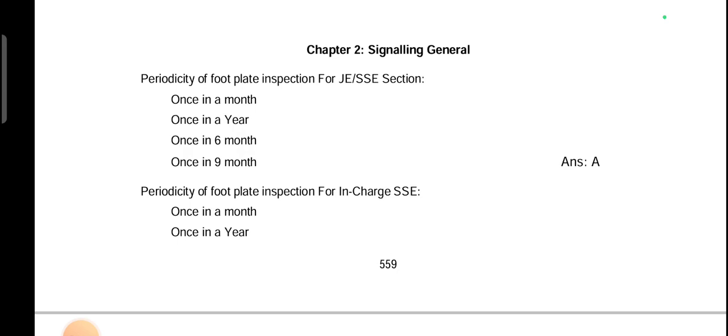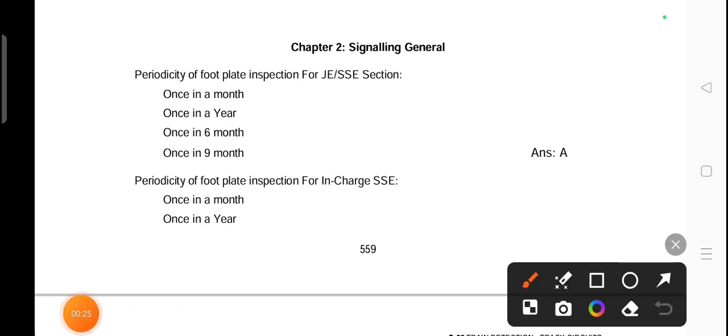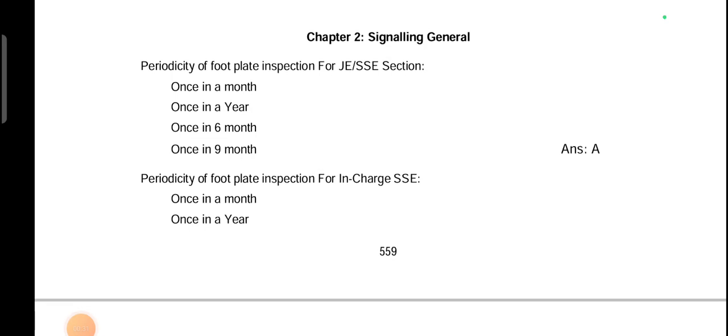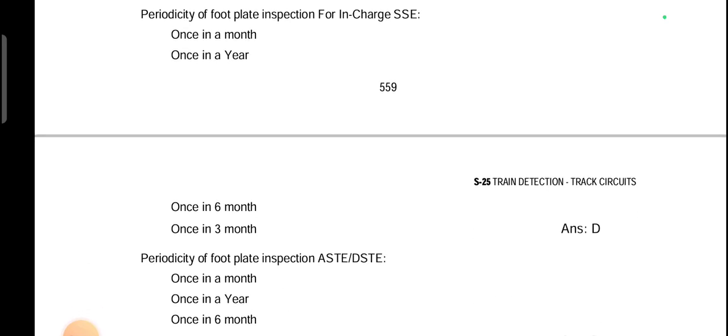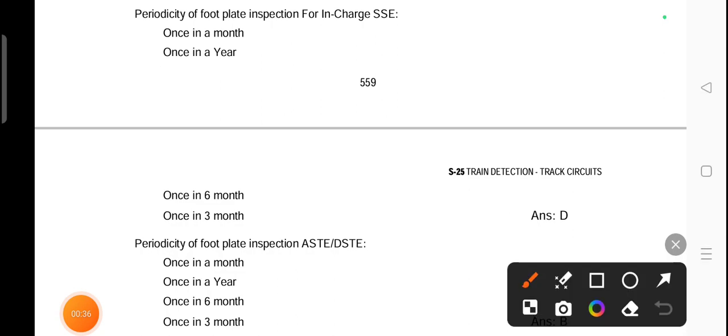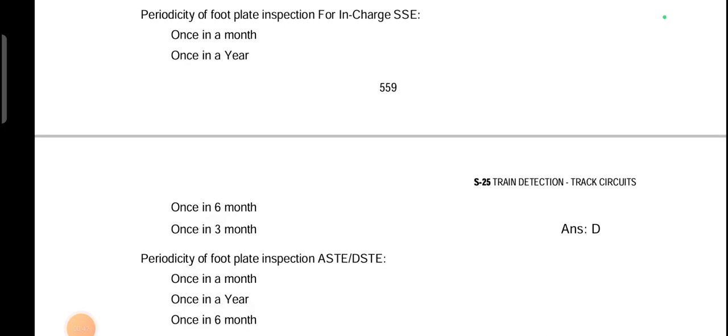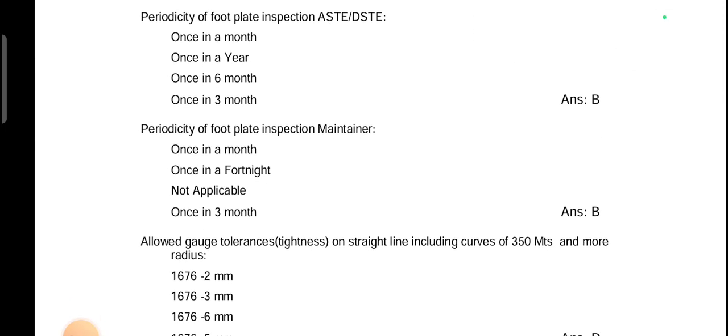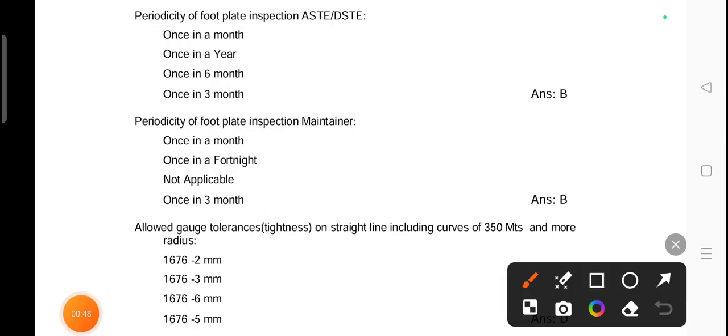Periodicity of foot plate inspection for JE and SSE section: once in a month. Option A is the right answer. Next, question number 2: periodicity of foot plate inspection for in-charge SSE: once in 3 months. Next, periodicity of foot plate inspection for ASTE or DSTE: once in a year. Next, question number 5: periodicity of foot plate inspection for maintainer: once in a fortnight.